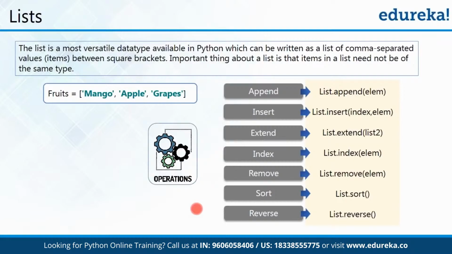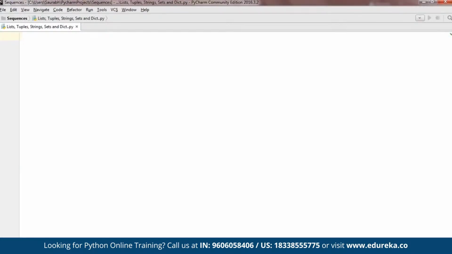So I'll open my PyCharm. So this is my PyCharm, guys. First thing that I'll do, I'll define a list and I'm going to name it as subjects. And I'm going to store various strings in it. So I'll start with physics.